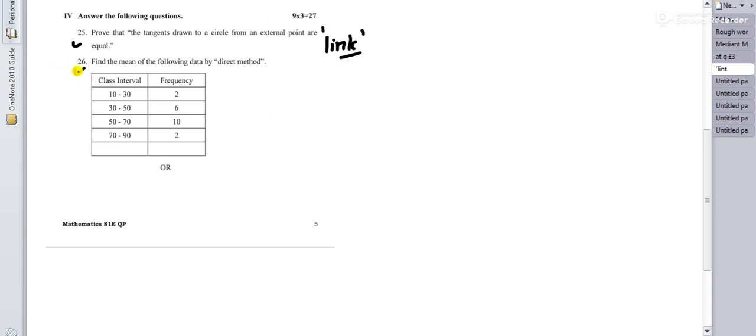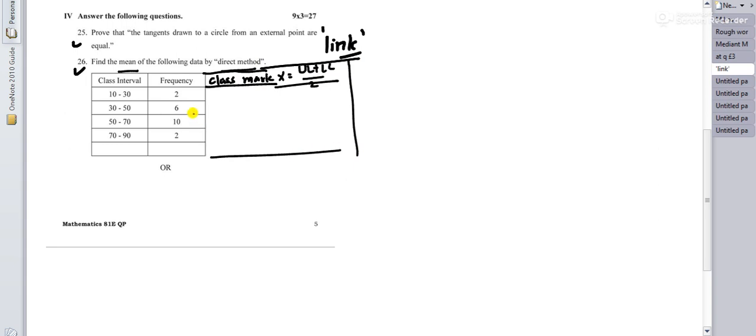So here is our question number 26. Find the mean of the following data by direct method. They have given class interval and frequency, and in the exam after writing these two columns you have to write one more, which is known as class mark. Class mark x is equal to upper limit plus lower limit by 2. In the exam you can directly write x.